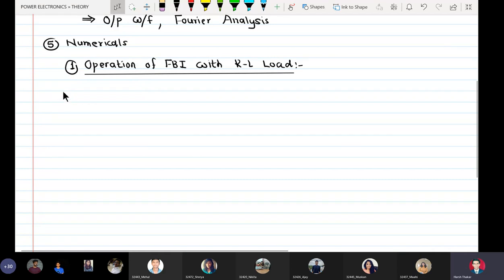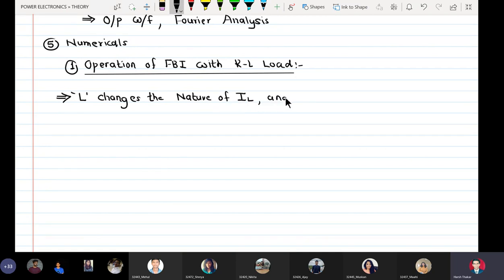So it is worth making a point here that inductor changes the nature of load current and not load voltage.